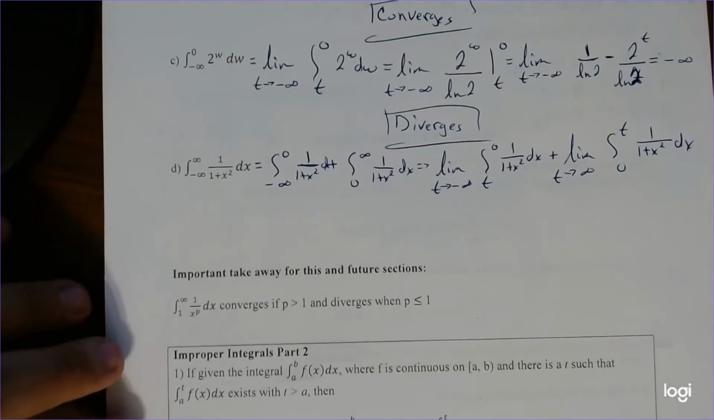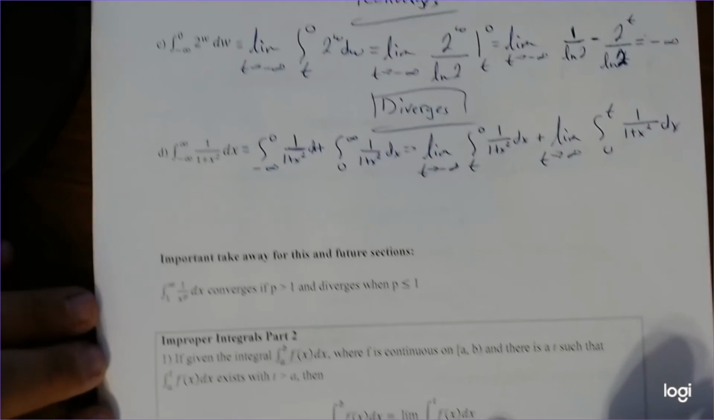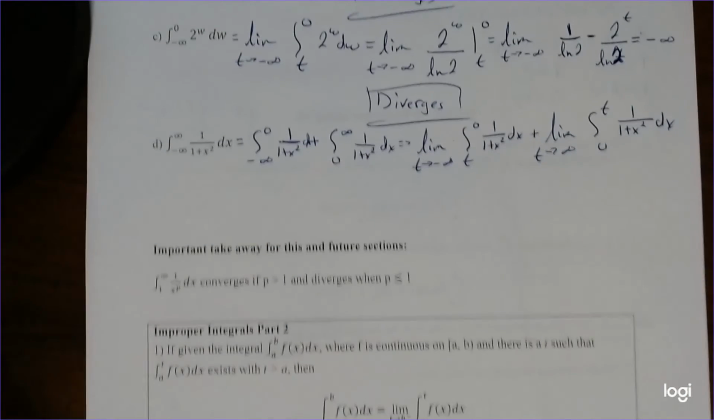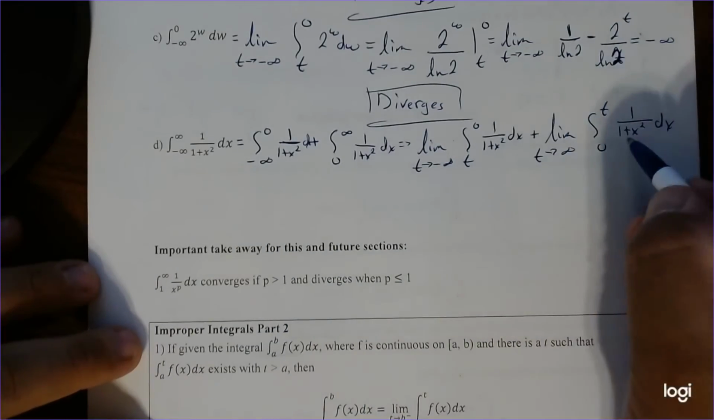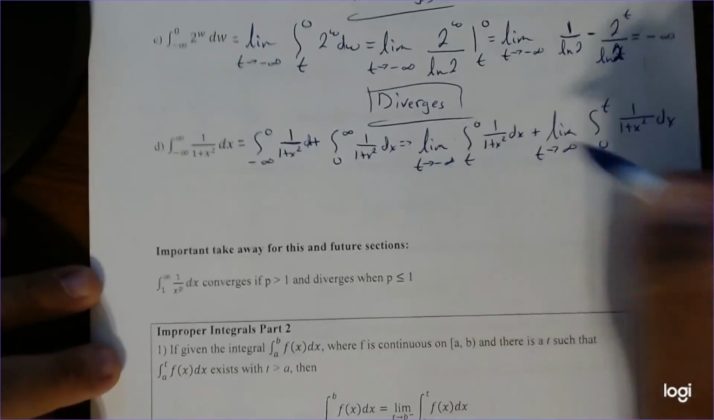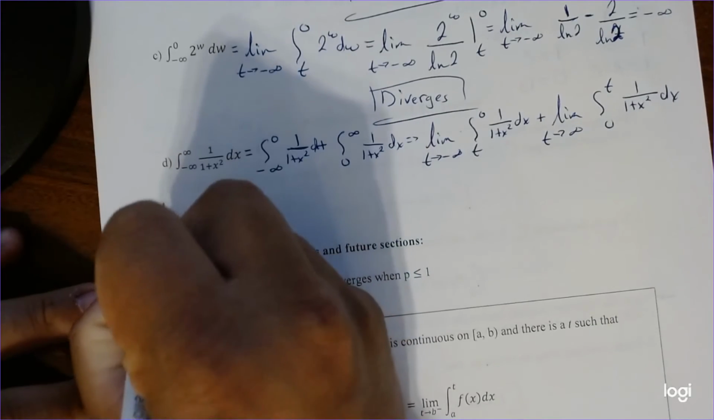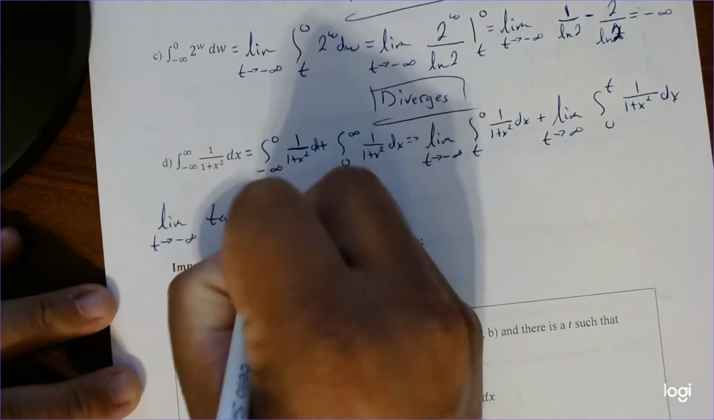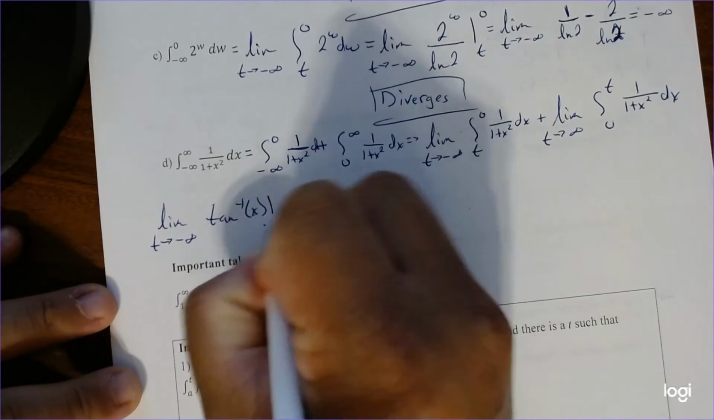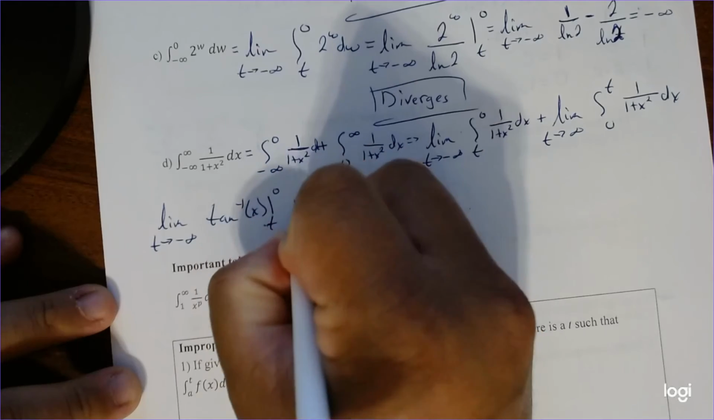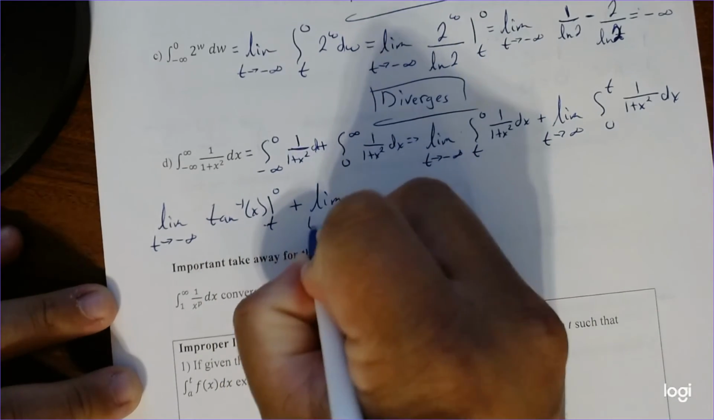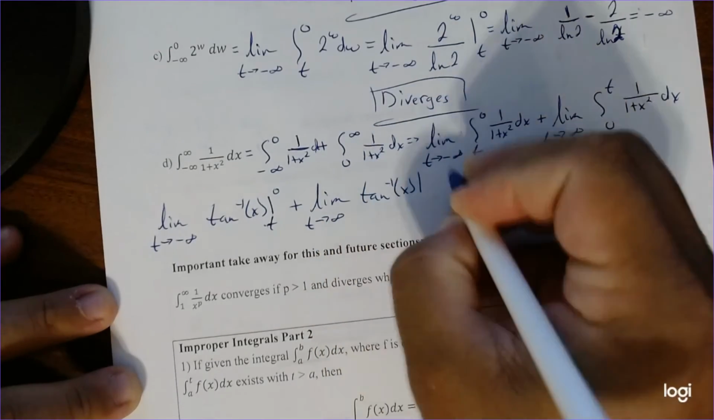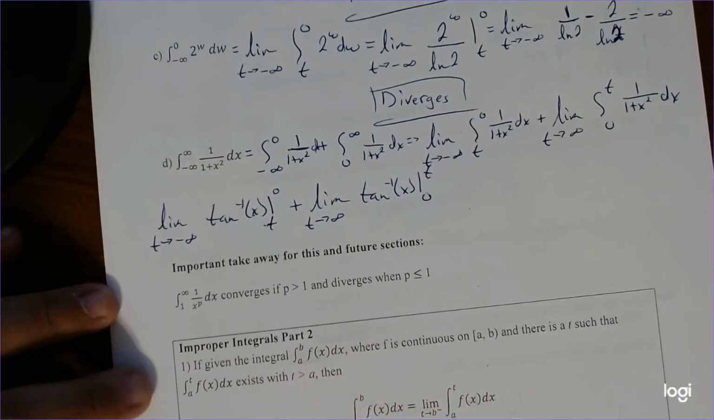Okay. So if you remember from the last section, the integral of 1 over a squared plus x squared is actually a property. It's tan inverse. So that's the reason why these two are straight tan inverses of each other. So this ends up being the limit as t goes to negative infinity of tan inverse of x evaluated at t to 0, plus the same thing on the other side. Like that.